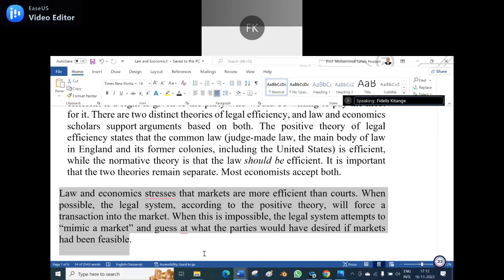Feasible. Yes. Now, let me give you the explanation for this one. Law and economics, which is nothing but the economic analysis of law, stresses that markets are more efficient than courts. Why are markets more efficient than courts? Because no one can do business for a loss. Am I right?